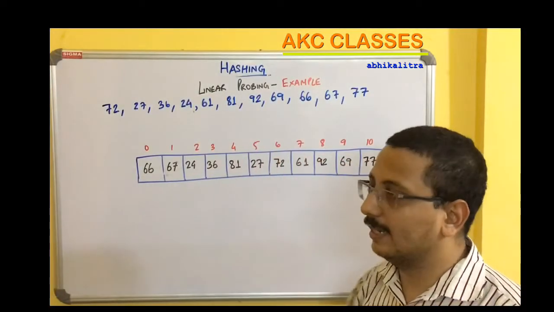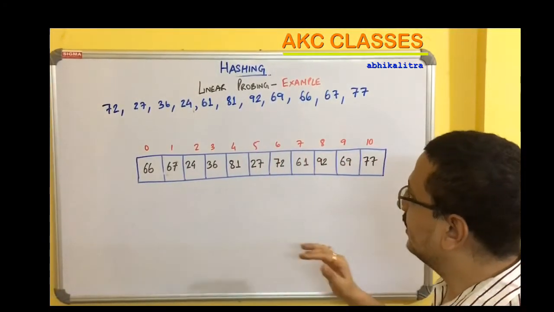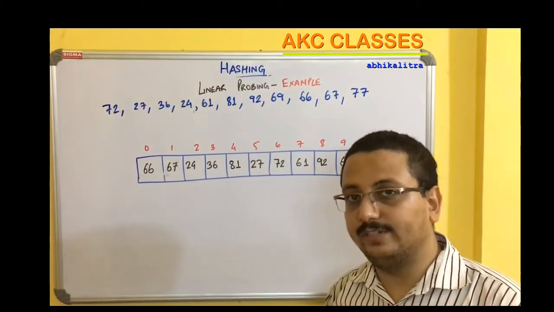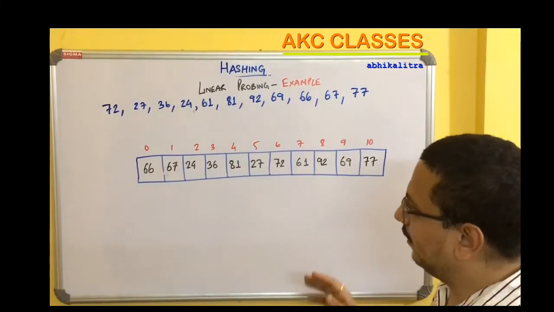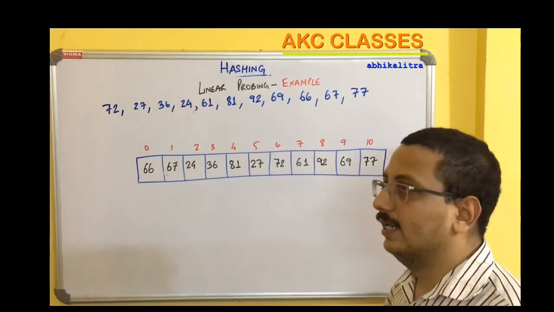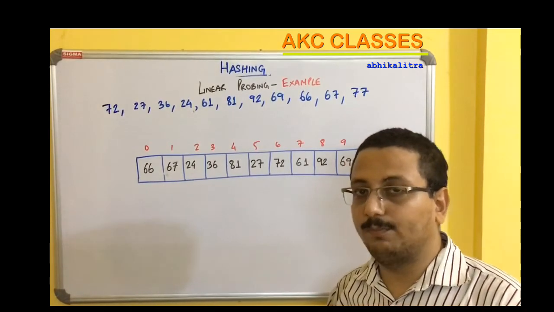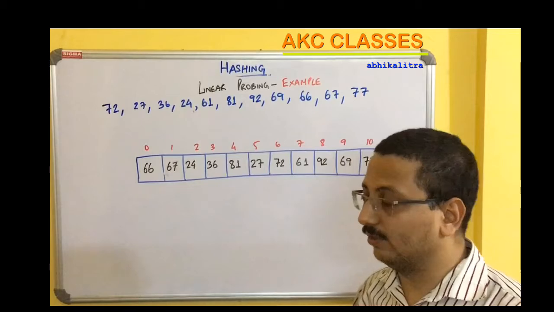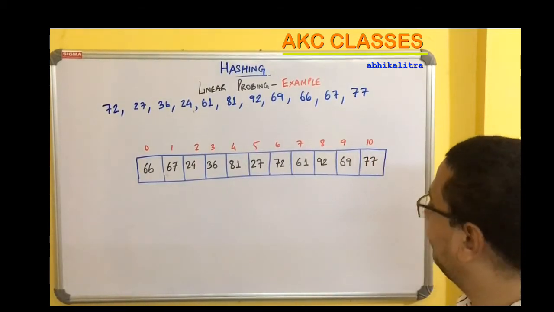When we have completed the example of linear probing, now we have to understand the main disadvantage of linear probing. This linear probing is all good, there is nothing bad in it, until and unless we encounter a problem which is known as primary clustering. What is this problem? We have to understand it first.